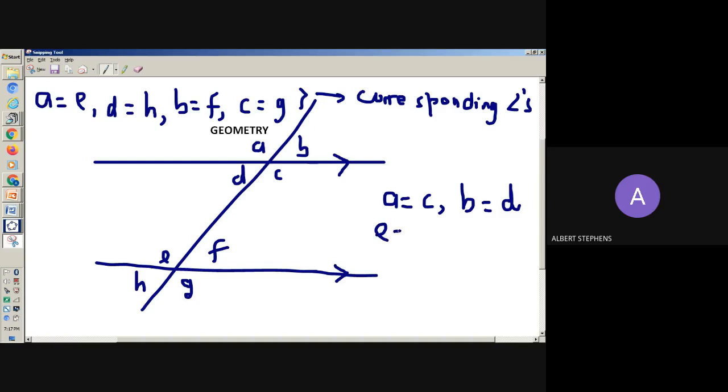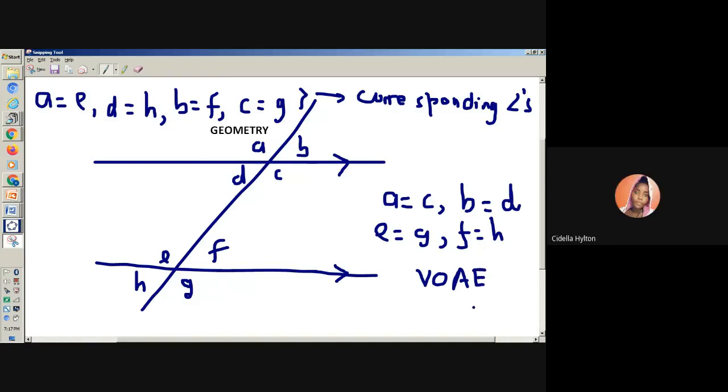E is equal to what? G. And F is equal to what? H. And what's the reason? Because what? Vertically opposite angles are what? Equal.